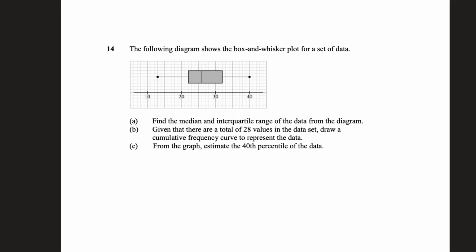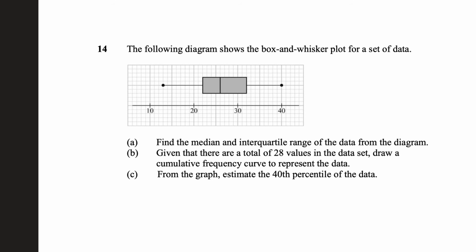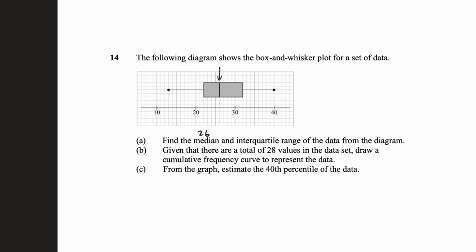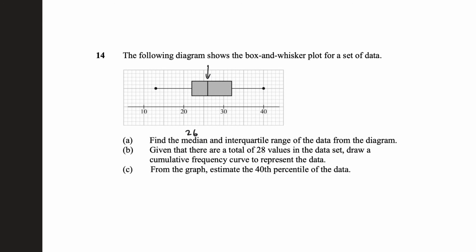From the box and whisker plot, it says, can you find the median and interquartile range? That has been pretty straightforward. The median is simply this number, and that would be 26. The interquartile range is simply the upper quartile subtract away the lower quartile. So that would be 32 subtracting away 22, which is 10. So that's it, really.